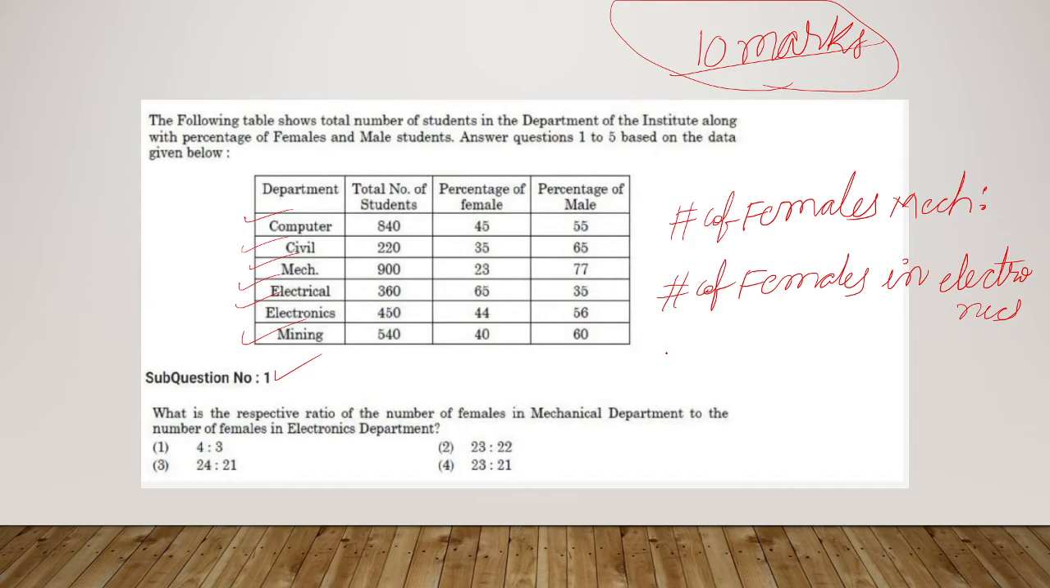Okay, it is not asking for the ratio of percentages. Here we have to find the number of students. These are percentages, not the number of students. I hope you understand that. Number of females in the mechanical department, how many are there? There are 23 percent of a total of 900.